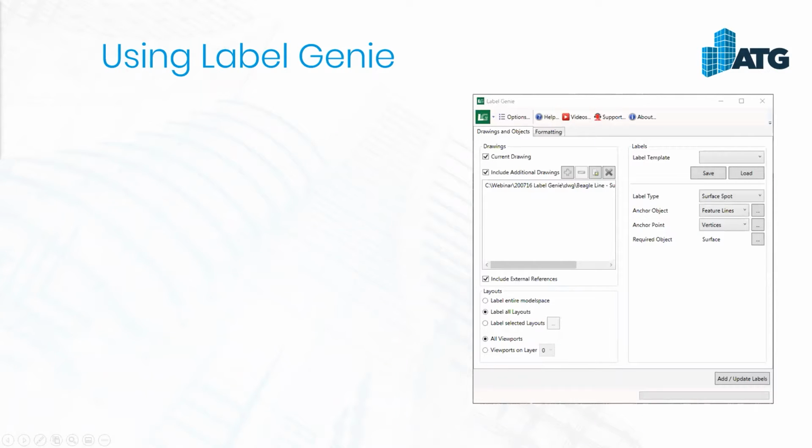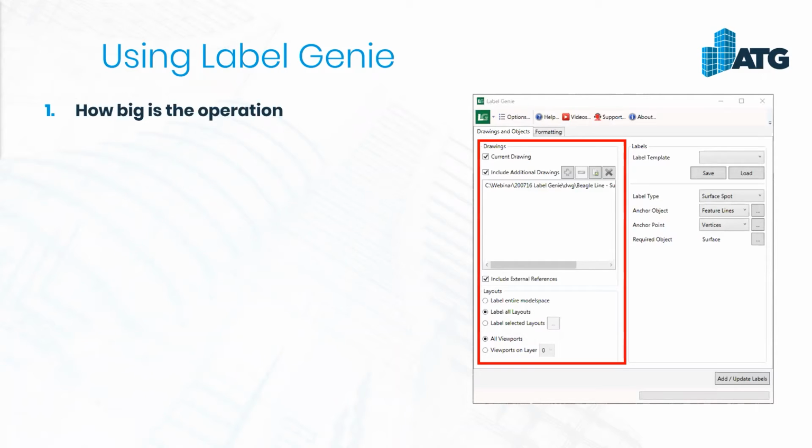So when you download these tools from the CTC or in the US, the ATG website, you're going to get a new ribbon tab, which you'll click on the Label Genie command, and it's going to pop up this dialog box right here. So our first question that we want to ask ourselves when we're using Label Genie is, how big is this operation? We can label things in our current drawing. We can include multiple other drawings. They don't even have to be open.